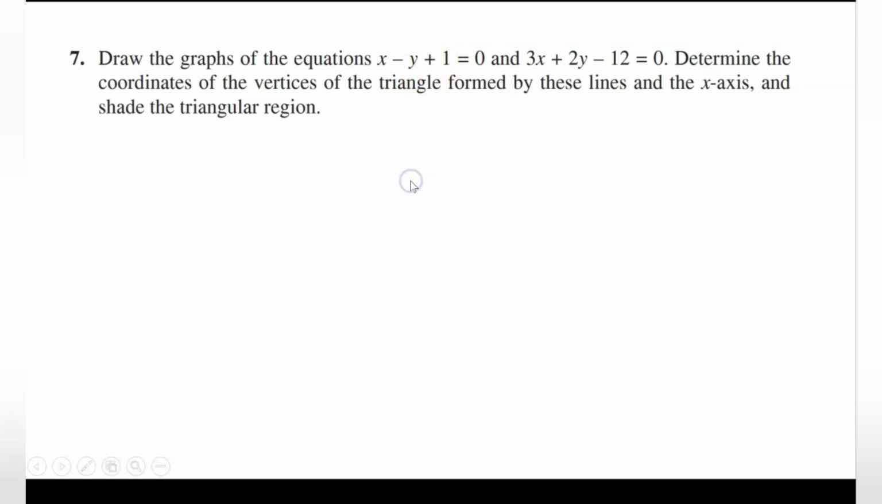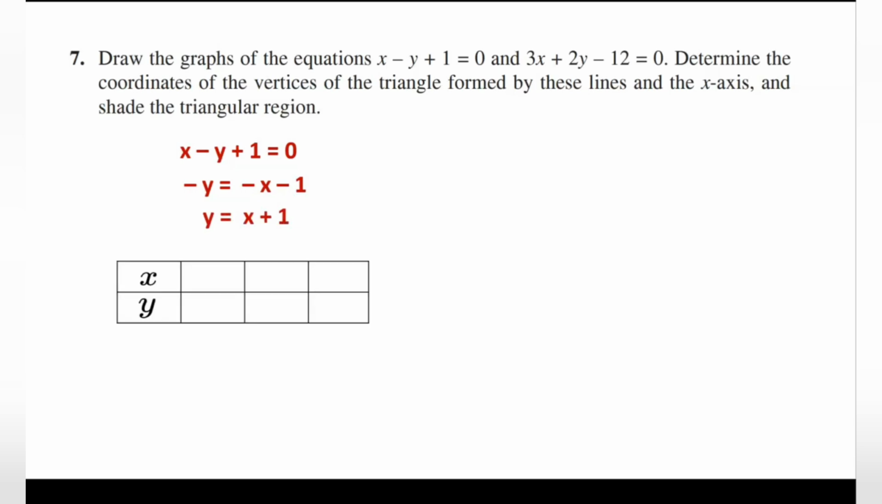We have x minus y plus 1 equal to 0, from which we can write minus y is equal to minus x minus 1, sending x and 1 to the other side. Making all the terms positive, you will get y is equal to x plus 1. Now take suitable values for x and y. If we take x equal to 0, y equals 1. If x equals 1, y equals 2. If x equals 2, you will get y value as 3. Now the points to be plotted for this equation are (0, 1), (1, 2) and (2, 3).